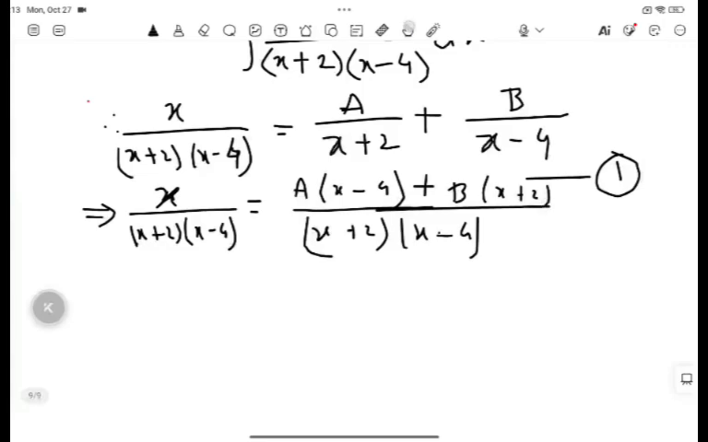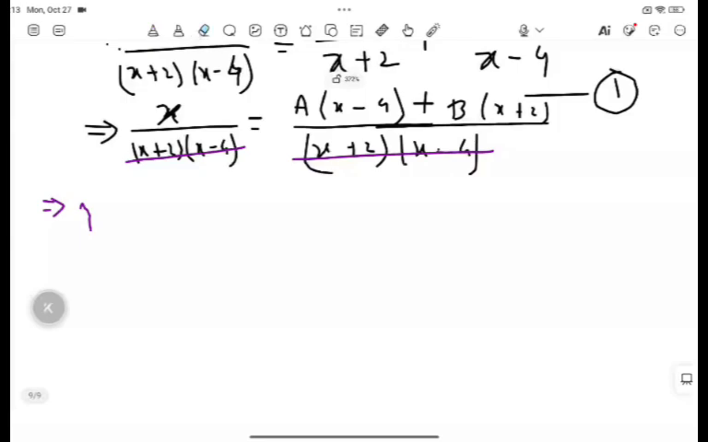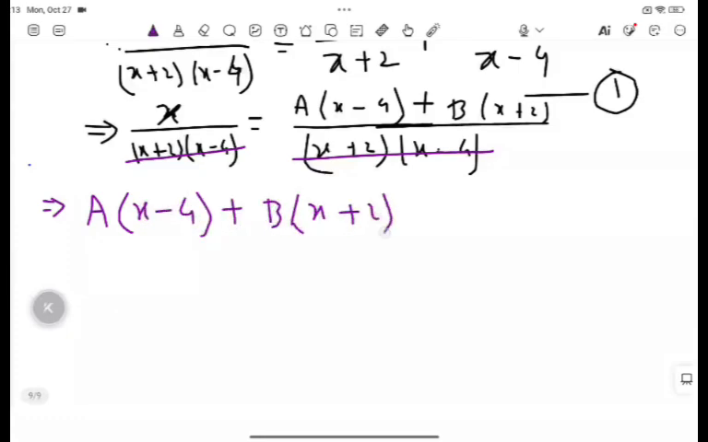I am not explaining these basic fractions to you, right? Don't expect me to do that in this video. So note carefully, on both sides the denominators cancel out as they're the same. So we're left with, I'm writing this the reversed way, A times (x minus 4) plus B times (x plus 2) equal to x.